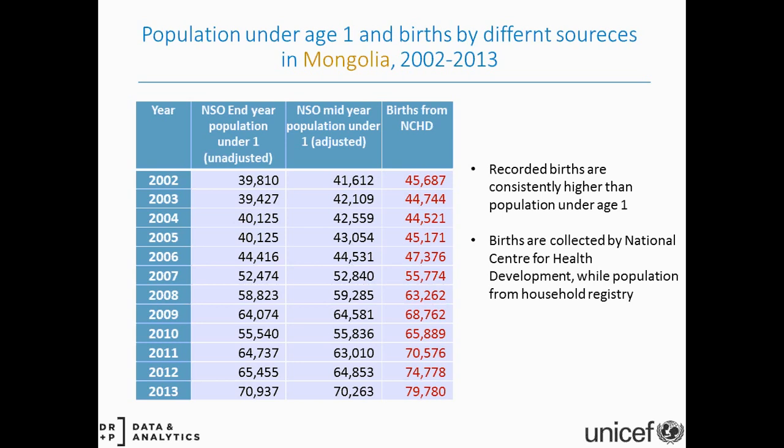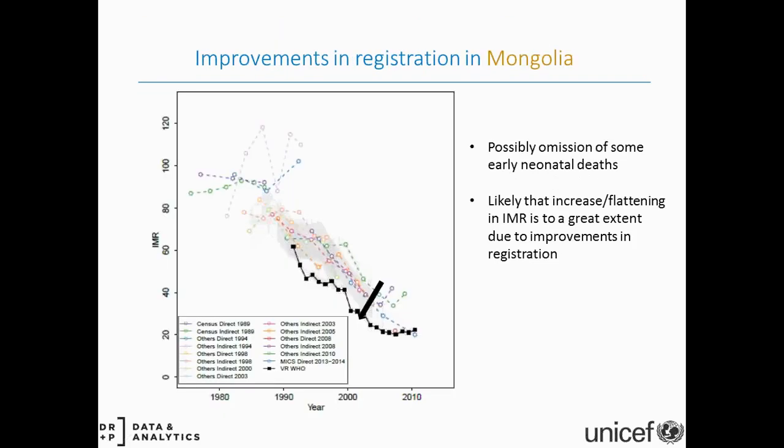And you can see from this table, the live births here from the National Center for Health Development, and the population estimated or adjusted by the National Statistics Office are based on the household registry. So here, recorded births are consistently higher than the population on the 81, which is much kind of implausible at this level. So really confirm also the medical registration system is doing better than the registration system.